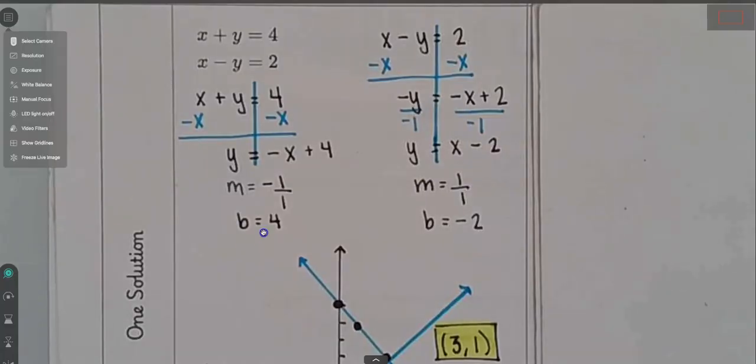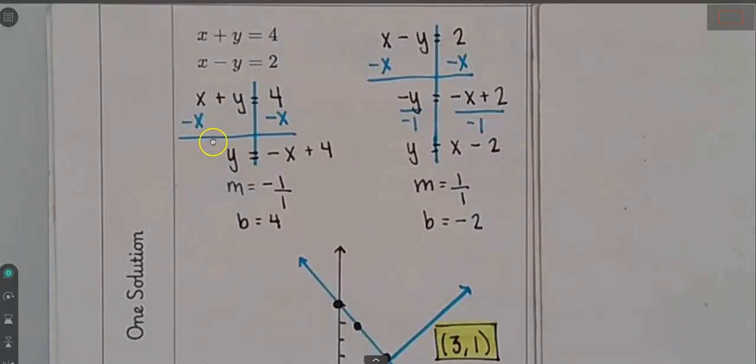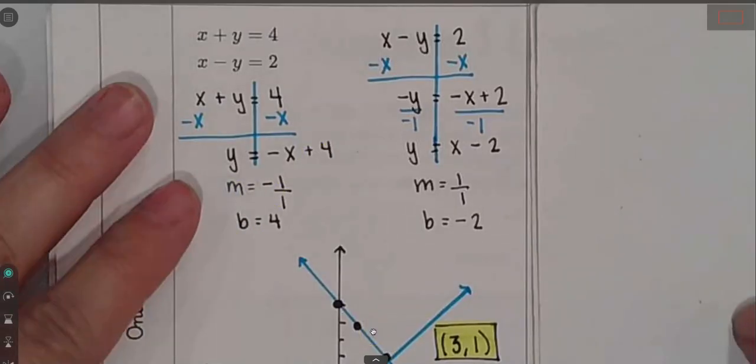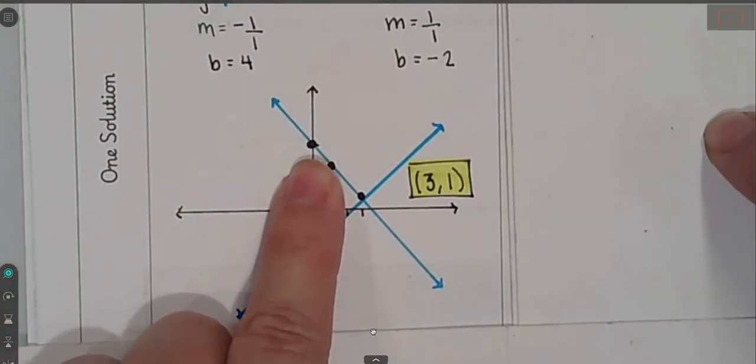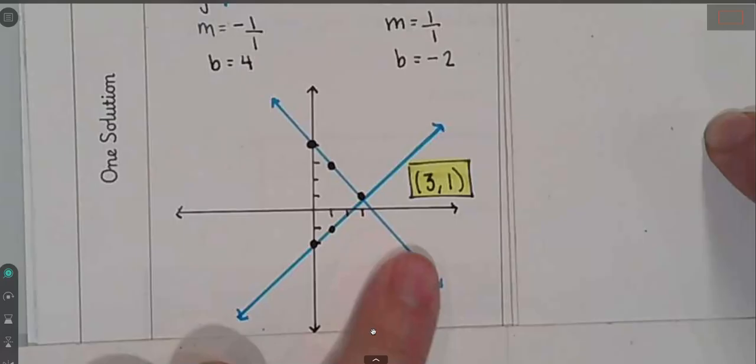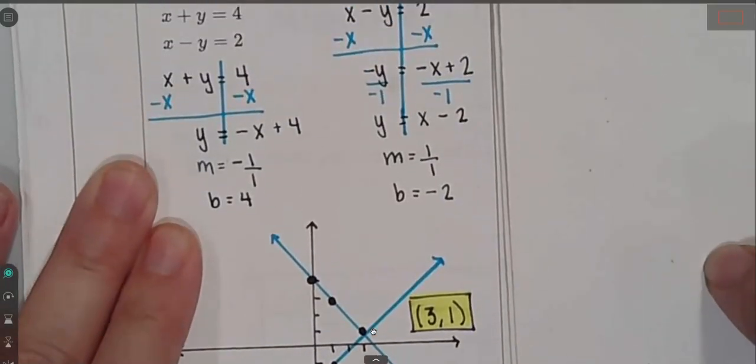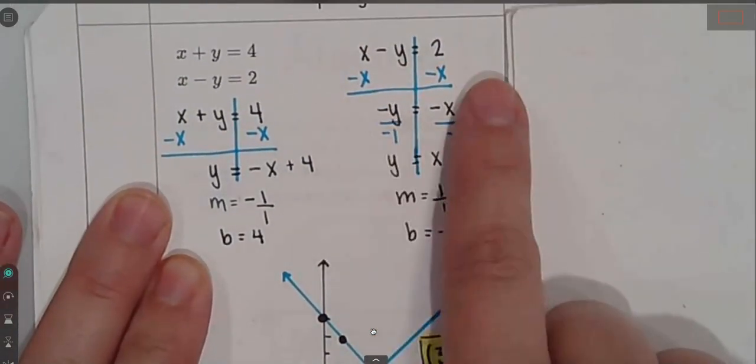All right, we're going to put this in slope-intercept form. I subtracted x from both sides. Y equals negative x plus 4. M is negative 1. B is 4. So when I graph this line, it intersects the y-axis at 4. From here, I'm going to go down 1 over 1. There's my first line.